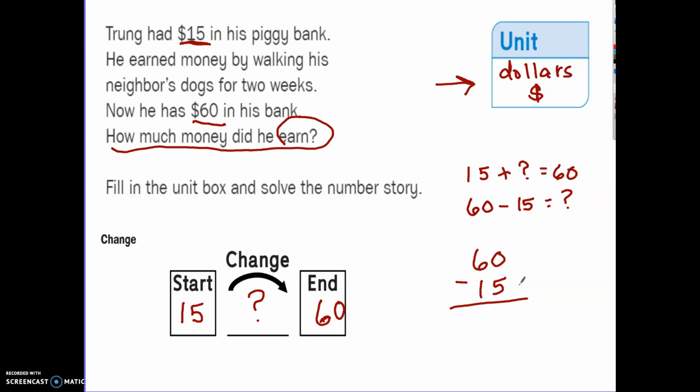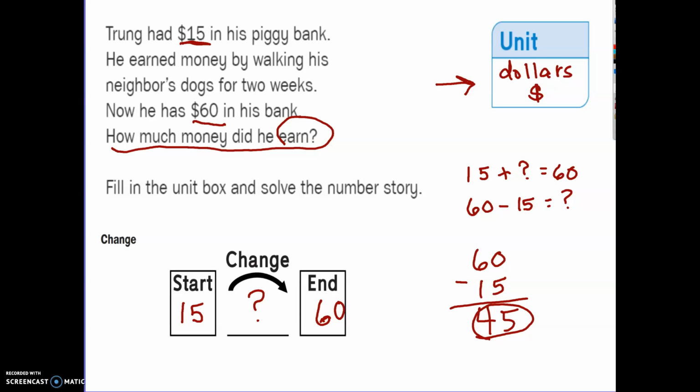Now, I can just simply start at 15 and count up to 60 by 5s. So 15, 20, 25, 30, 35, 40, 45, 50, 55, 60. That was 9 5s. So that means 45. So he earned $45. So that would be the answer to our number story.